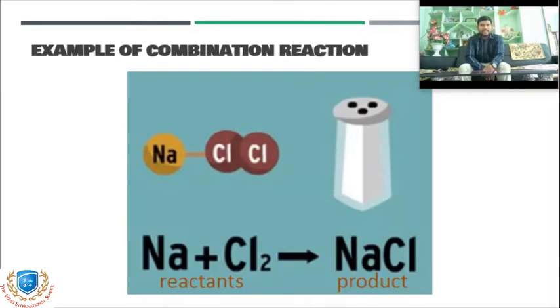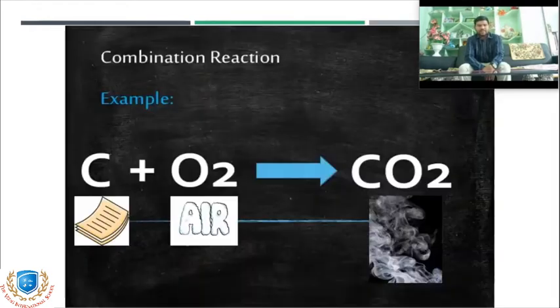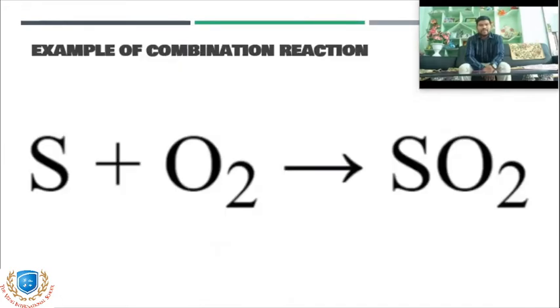In the same way, some other simple examples. We know carbon is present in many substances. Paper contains carbon. When paper burns in the presence of air, the carbon combines with oxygen to form carbon dioxide. Here carbon is an element and oxygen is an element. Two elements combine together to form carbon dioxide gas. In the same way, sulfur burns in air, meaning sulfur combines with oxygen to form sulfur dioxide, also an example of chemical combination.